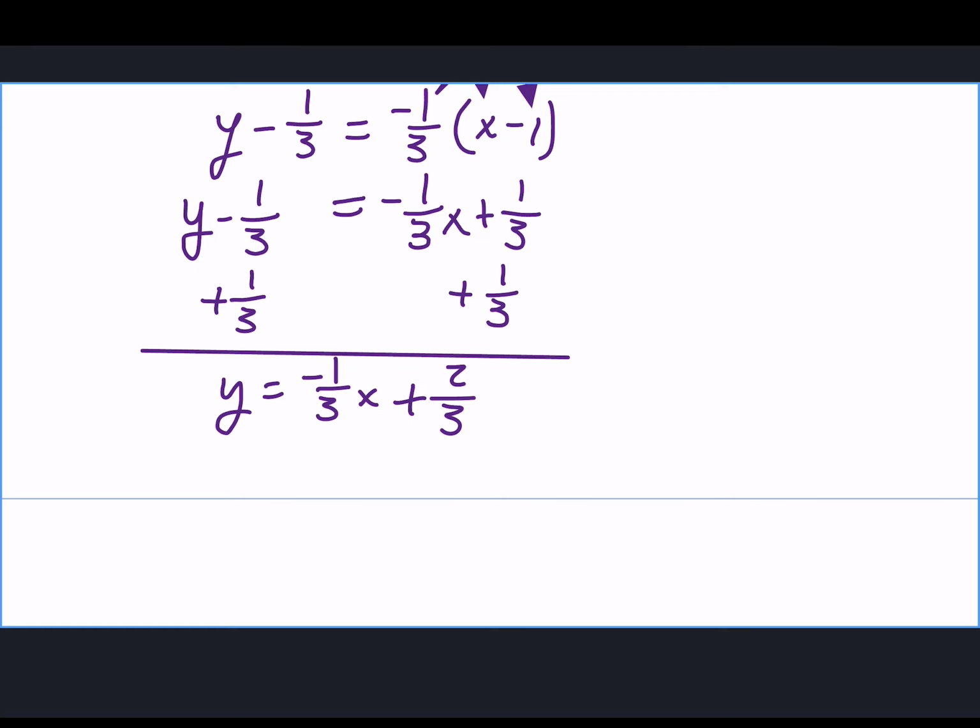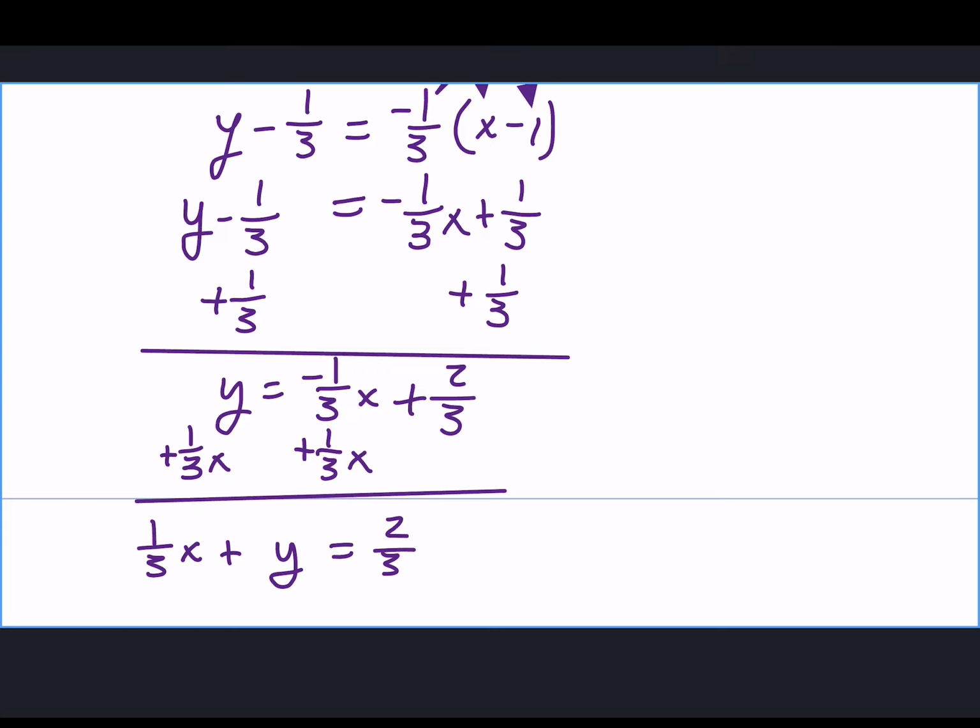Now that we have it correct, what is our job? We want to put it into standard form. That means we need to get the x stuff and the y stuff on one side, right? So we can add 1/3 x to both sides. And so we get 1/3 x plus y equals 2/3.